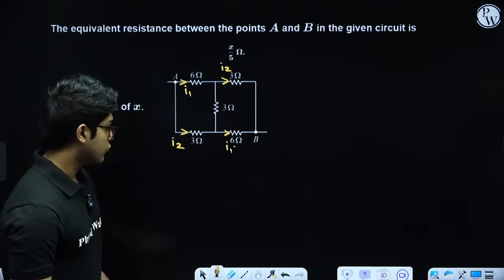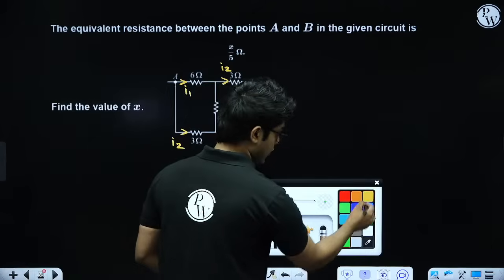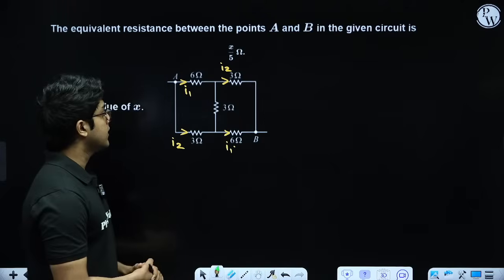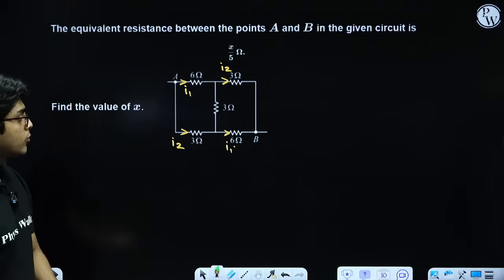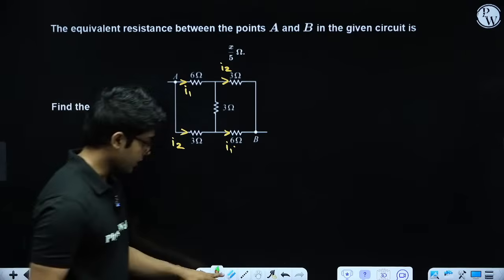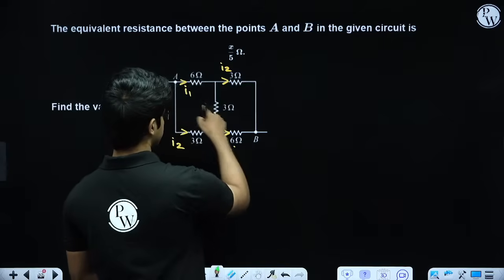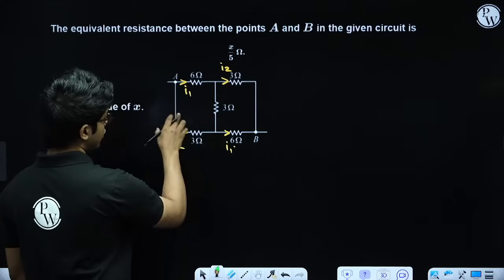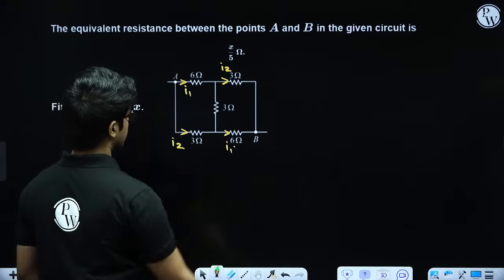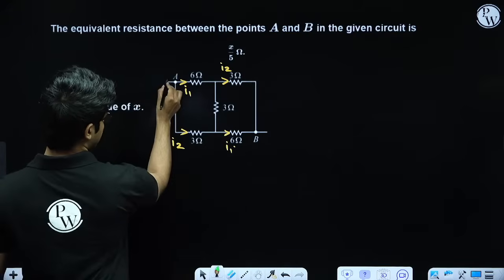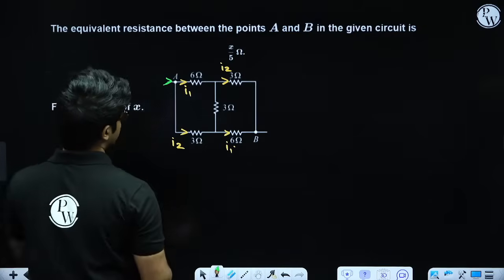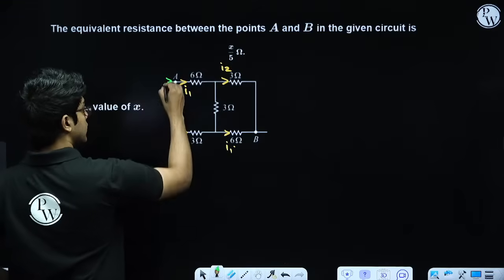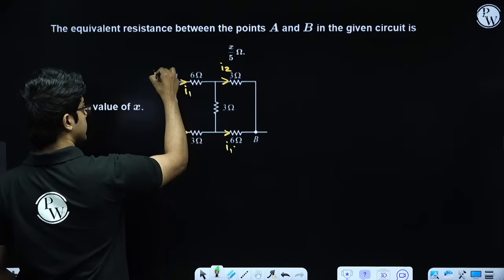Okay, so if you know this, then it's a matter of solving two equations if you want the equivalent resistance across AB. So let's do that. Basically, if I want to replace this with an equivalent circuit, what is the total current entering node A? On this branch the current is I1, and on this branch the current is I2. So the total current entering is I1 plus I2.